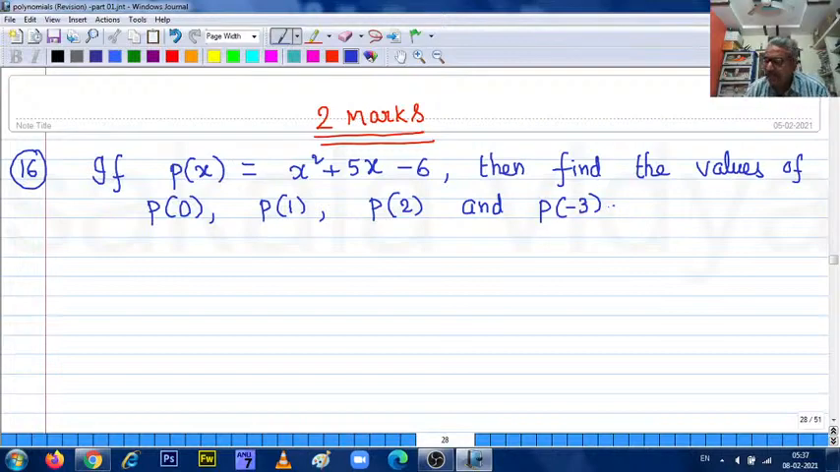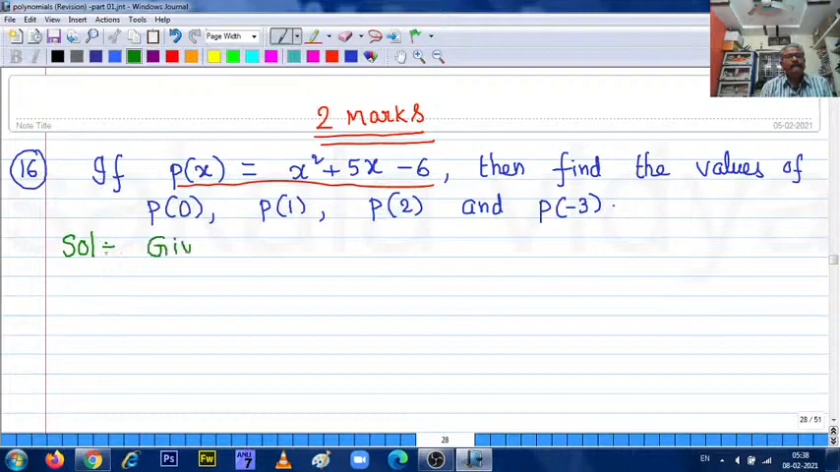So this is actually the basic concept of the polynomials itself only. So here we need to find out p of 0, which means at x equal to 0, what is the value of the given polynomial. In the similar fashion, p of 1 means the value of the polynomial at x equal to 1. Similarly, p of 2 and p of minus 3 we need to find out. So first, this is the given polynomial. Then find first p of 0, p of 1, p of 2, p of minus 3. So let us find out now. See the solution.